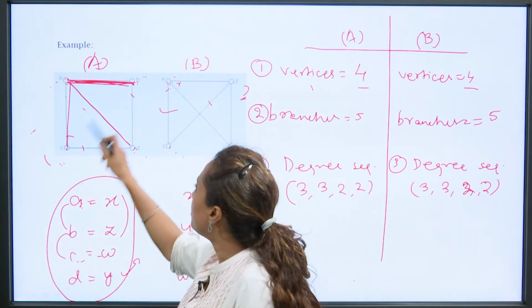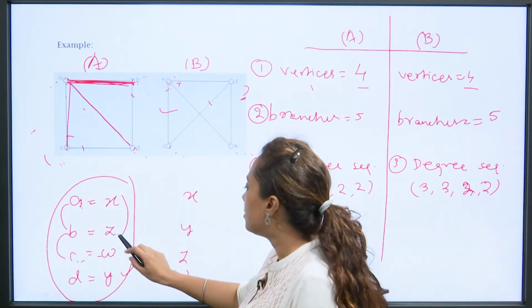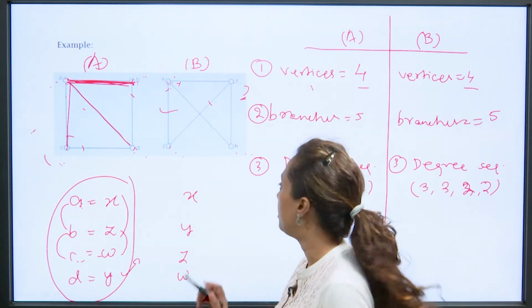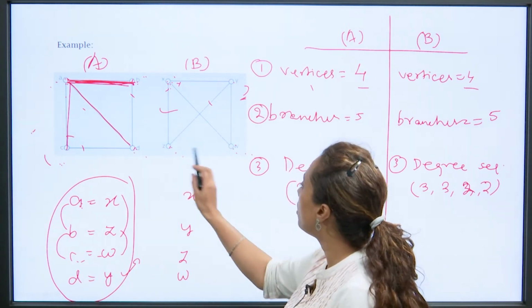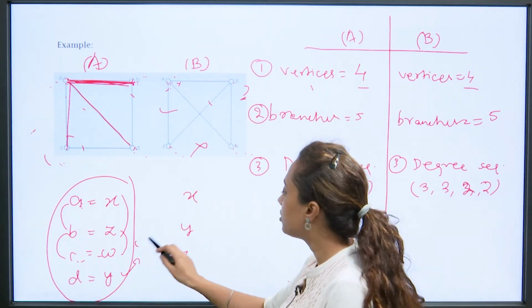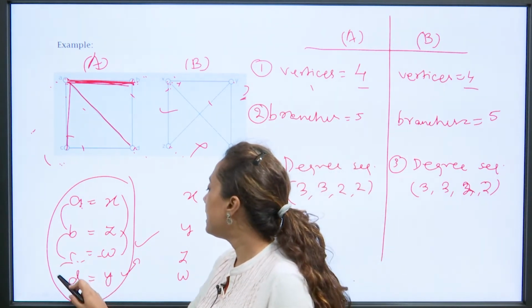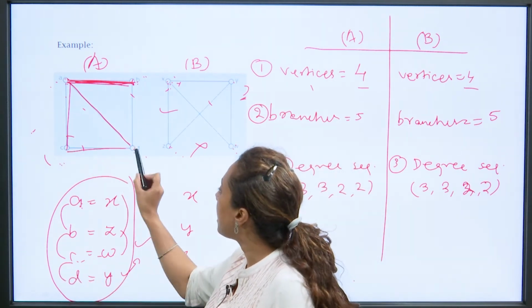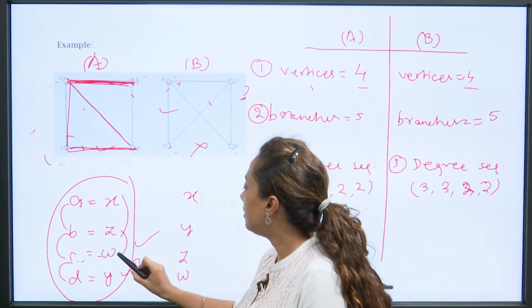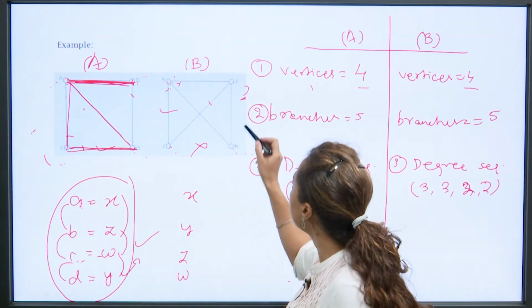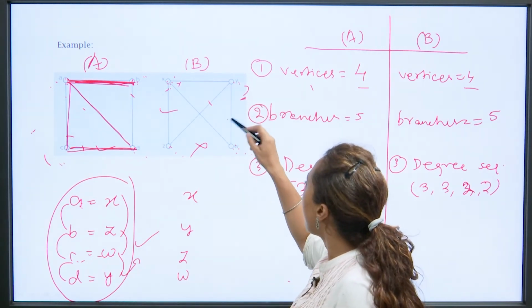No, there is no branch connecting B and C. So, Z and W should have no branch. We can see Z and W do not have any branch, so this condition is also mapping. C and D have a branch. Whether W and Y have a branch or not, we will see that W and Y have a branch.